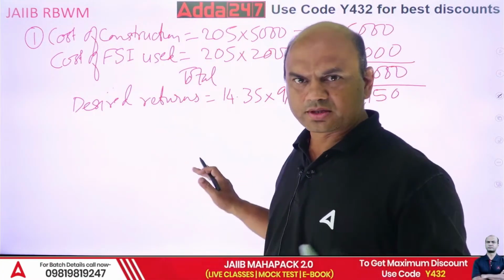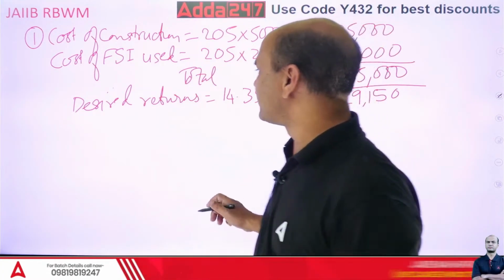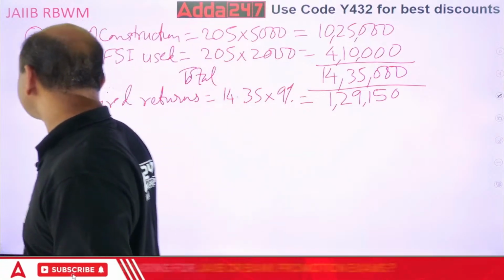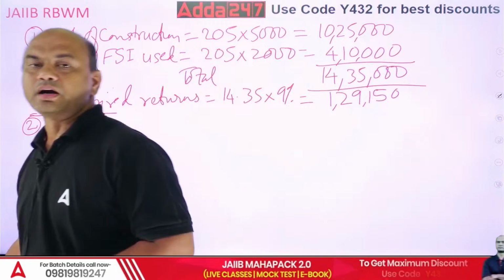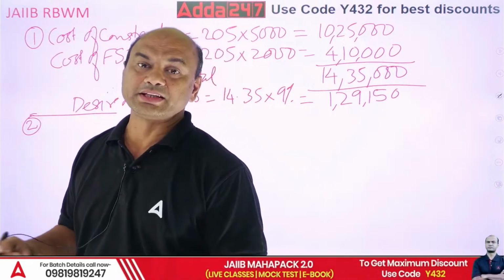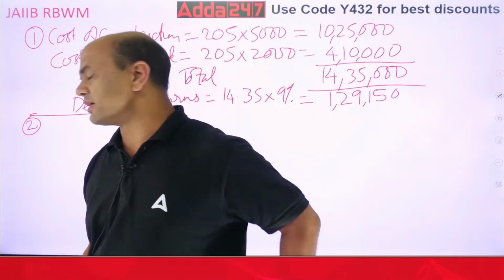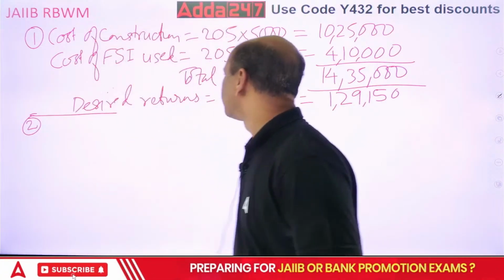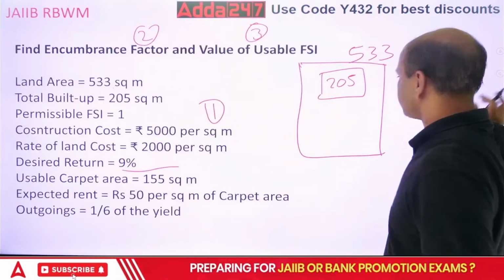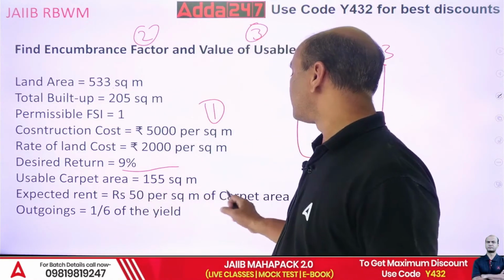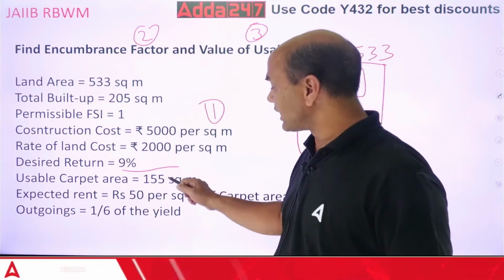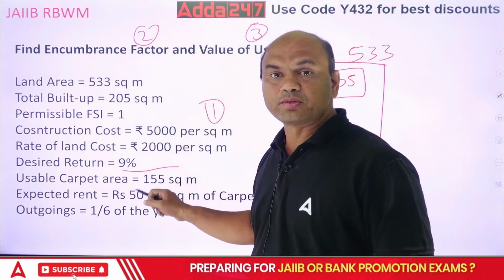First part is over. Now second part, encumbrance factor. How to find out the encumbrance factor? So estimated yield. What is the expected return? The expected rent given over here is 50 rupees per square meter of carpet area. What is my carpet area? 150. What will be my expected return?